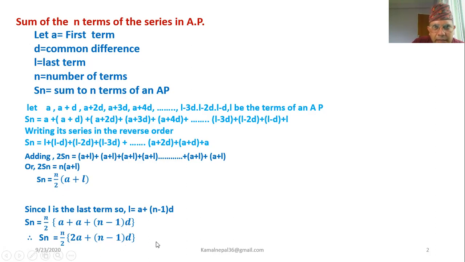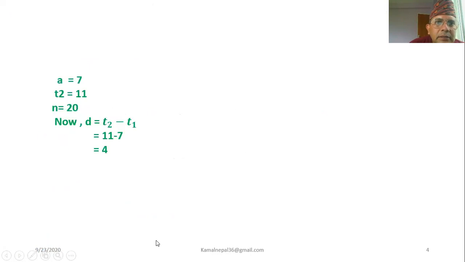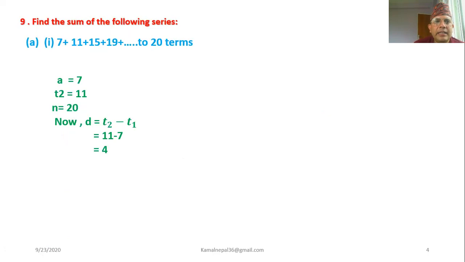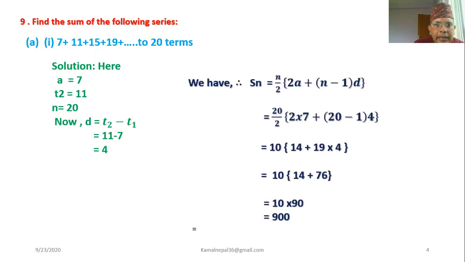Now I want to do question number 9. It is find the sum of the following series. So you have first term is 7, 7 plus 11 plus 15 plus 19 plus and so on, 20 terms. So first term A is 7, second term is 11 and how many terms are there? 20 terms, it is given there. So first find out D is equal to T2 minus T1, it is 11 minus 7 is 4, and D you have 4, A is 7 and N is 20.